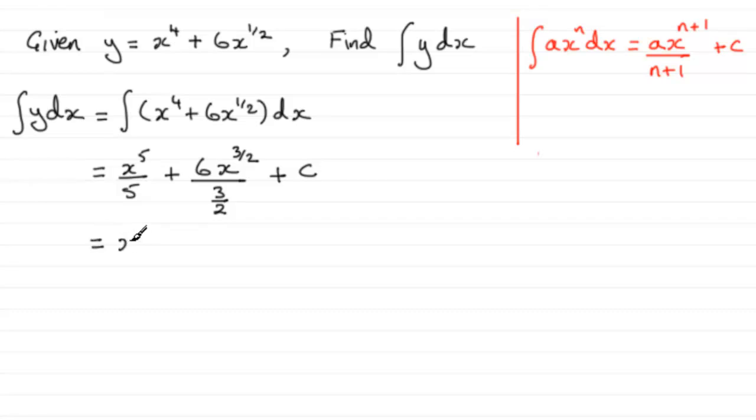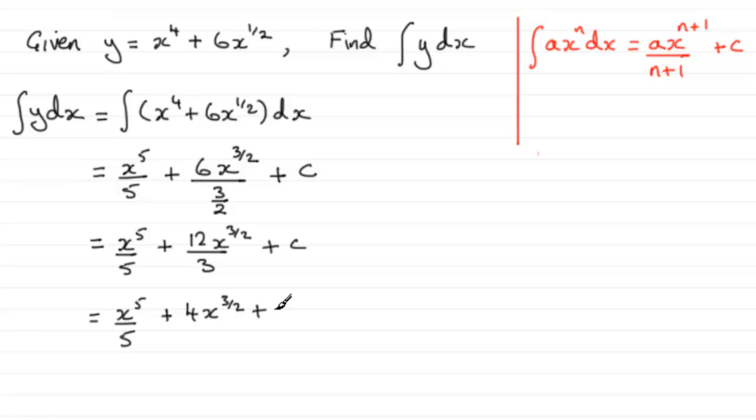It says give your answer in its simplest form, so for this second term we're dividing by 1.5, 3 over 2, so we can multiply top and bottom here by the 2, and that's going to give us 12x to the power 3 over 2, all divided by 3, and then plus c. But we can cancel the 3 into the 12, it goes 4 times, so we're going to get a fifth of x to the power 5 plus 4x to the power 3 over 2 plus c.